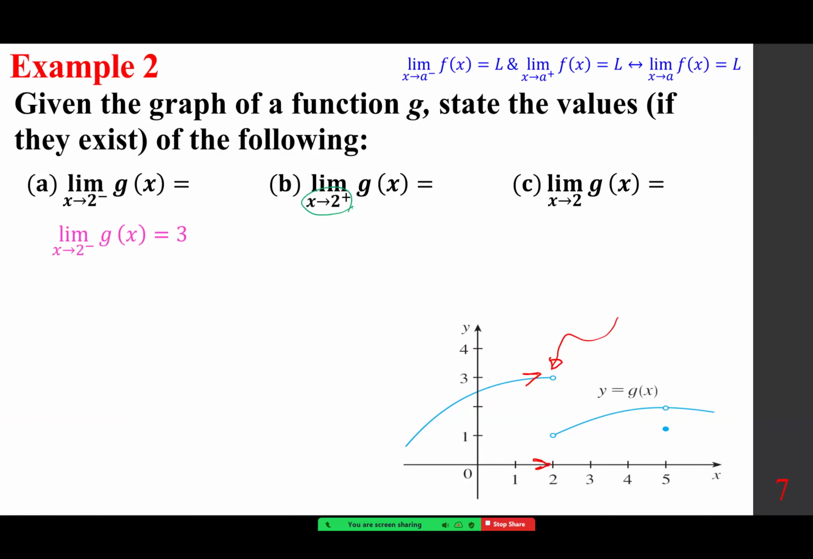X is approaching 2 from the right. This side of number 2 along the x-axis puts us here on the graph. We are moving towards this point, and its y coordinate is 1. Are they identical? No. Therefore, the limit of g of x as x approaches 2 does not exist. DNE, does not exist.